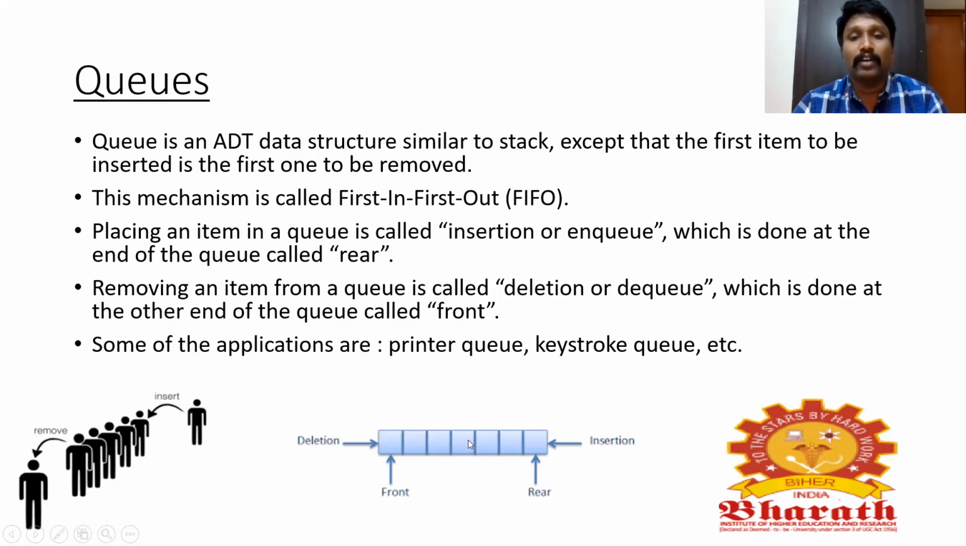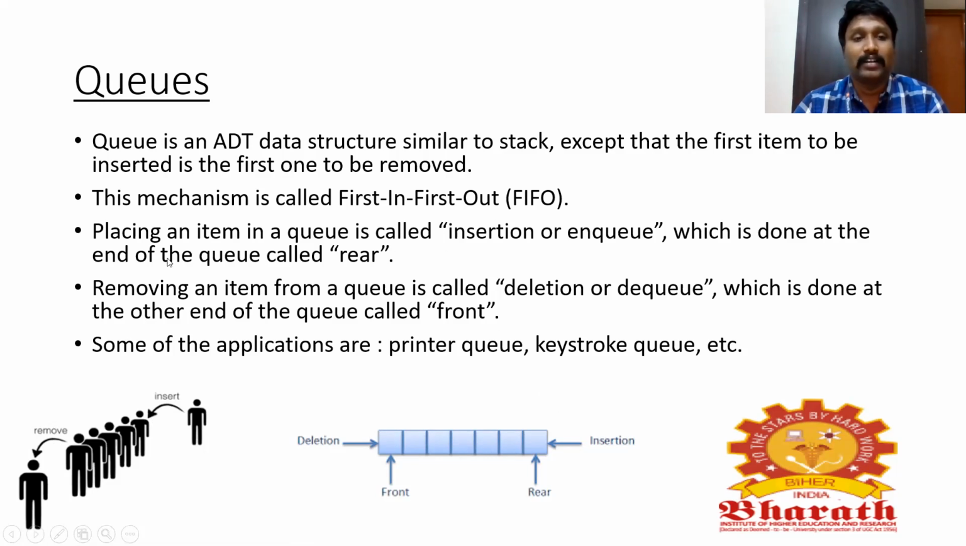That is the principle of queue, first in, first out. So as I said earlier, what is a queue? Queue is an ADT, abstract data type, similar to stack. So the implementation is hidden, except that the first item to be inserted is the first one to be removed. So the mechanism is what?